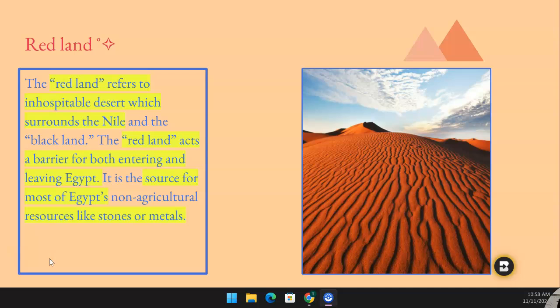And then wherever the flooding stopped, from there on out is red land, which is very dangerous, very deadly desert. So the Nile River is the reason that there's black land, and then the red land was a desert that was all around it.